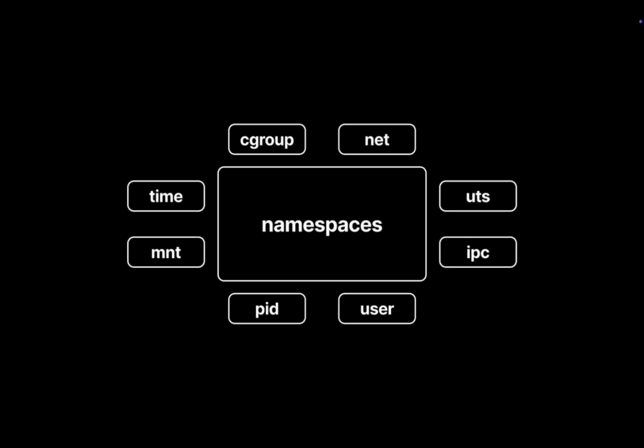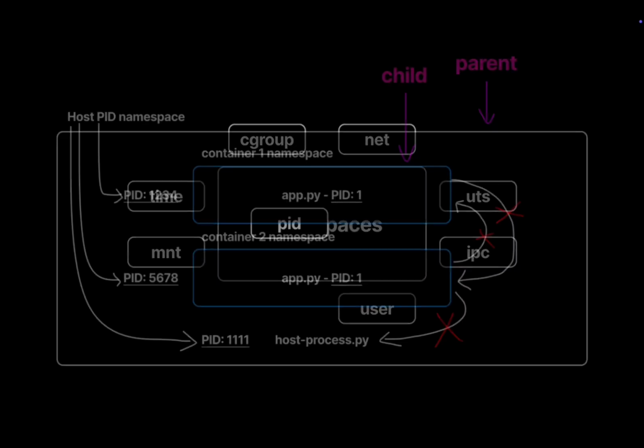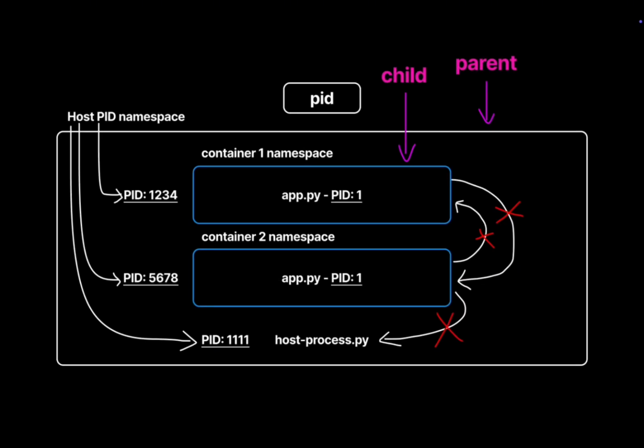Okay, let me walk through each namespace type. I'll explain what it isolates and why that matters. First one is PID namespace. This namespace isolates the process ID number space. When you create a PID namespace, the first process in that namespace becomes PID 1, the init process. That process can't see processes outside its namespace, and processes outside can't see processes inside.